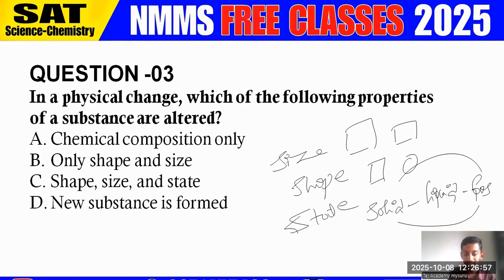Chemical composition change occurs in a chemical change, and it is not only shape and size, it can have a state change also, and a new substance is formed. So this is the condition for chemical change. So the correct option is option C, that is shape, size and state. I hope this question is clear, dear children, and we will move on to question number 4.